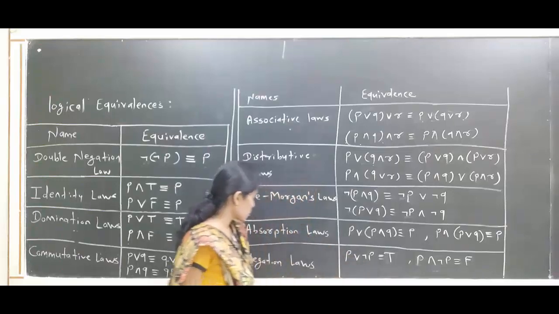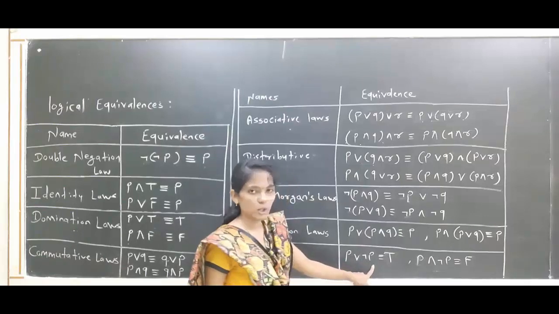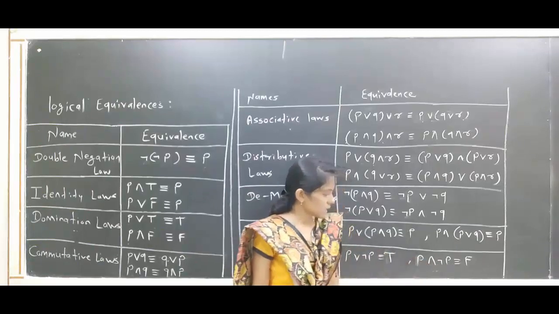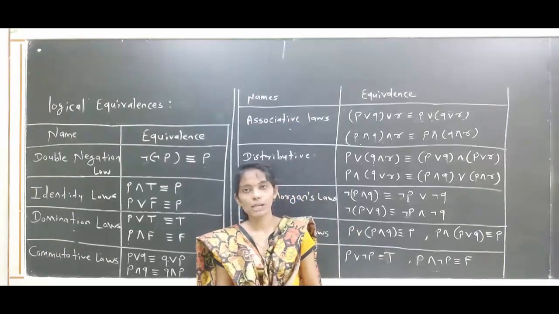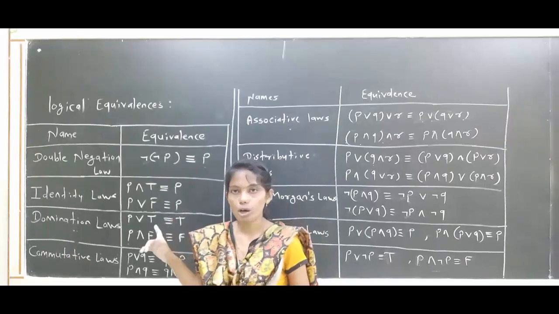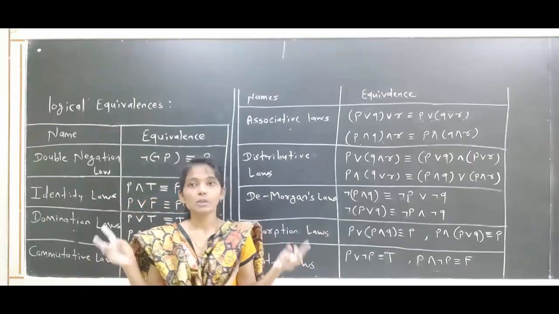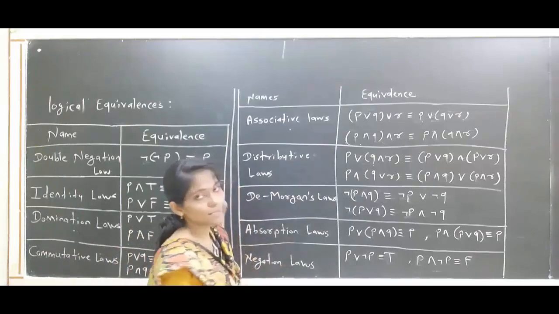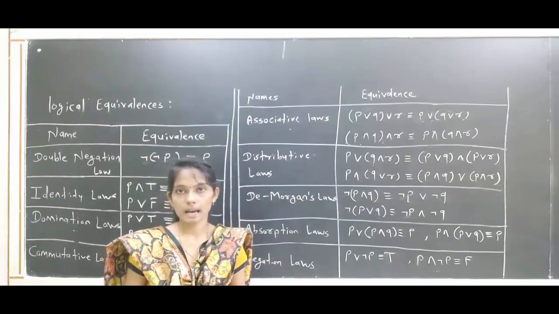And here last one is negation law. So here first law is P disjunction negation P, we get truth value, true. And P conjunction negation P, then it is equivalent to false, that is truth value is false. Okay, so you have to remember these laws to solve the compound proposition or to show that two compound propositions are logically equivalent by using these laws. Okay, get it? Now we see an example.